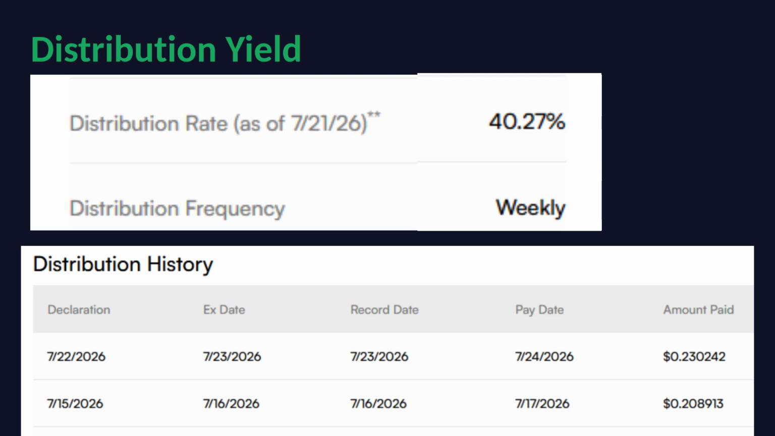That means if you owned 100 shares, you would receive about $23.02 for the week. With 500 shares, your payment would be approximately $115.12, and with 1,000 shares, about $230.24 before taxes. However, remember that these distributions are not guaranteed. They can increase or decrease depending on option premiums and market conditions. Most importantly, a high distribution yield does not necessarily mean a high investment return. Always look beyond the yield and evaluate the fund's total return and NAV performance over time.